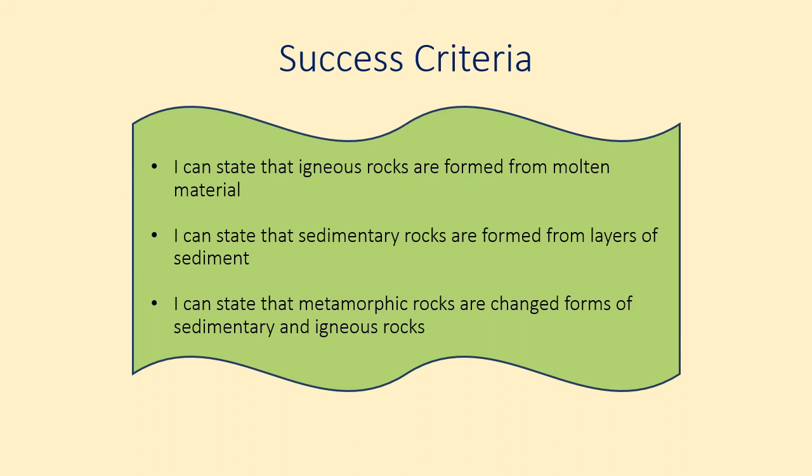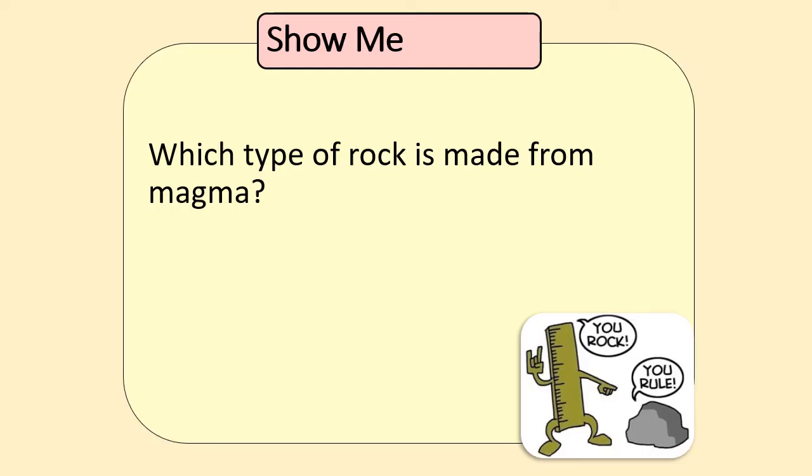So hopefully now you're able to state that igneous rocks are formed from molten material, sedimentary rocks are formed from layers of sediment, and that metamorphic rocks are changed forms of sedimentary and igneous rocks. What we've got now is a set of show me questions. So this is if you want to test yourself. If you don't, you can stop the video here. But if you're continuing with the questions, here we go.